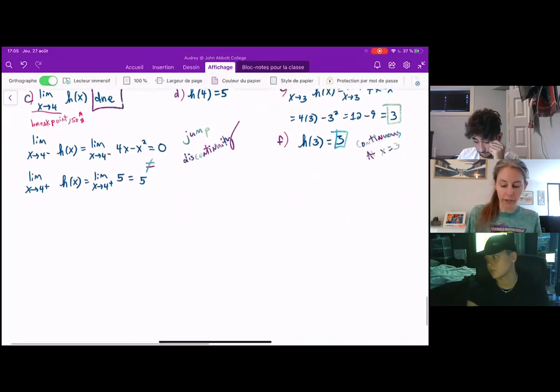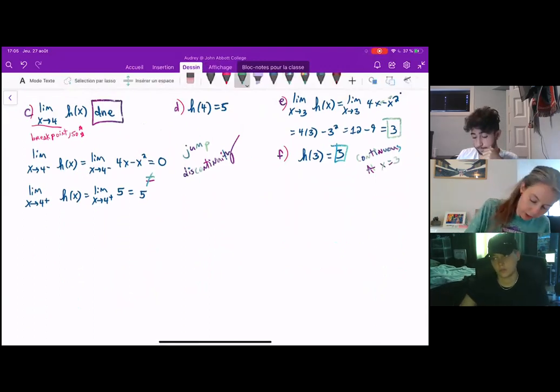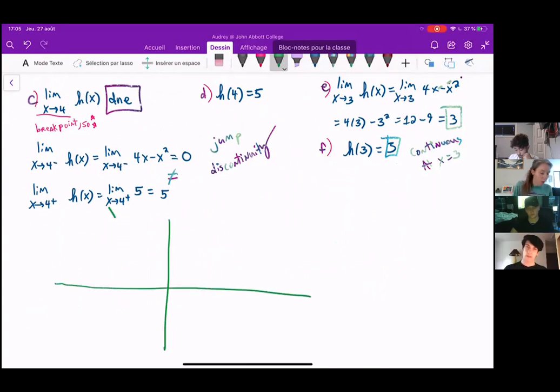So do you guys all have the function in front of you? Can I do this so that I have room? Okay. So just that we can kind of visualize this thing right here. We have our 2 breakpoints. The first breakpoint is 1, and the second breakpoint is 4. On the right side of 4, what value does this function take? 5. On the right side of 4, this is always 5. So I'm going to have my open dot there, and then we're basically saying this is just a straight line. It's always defined by 5.